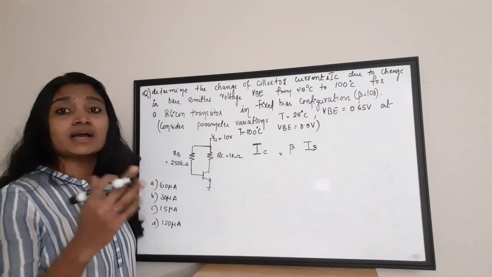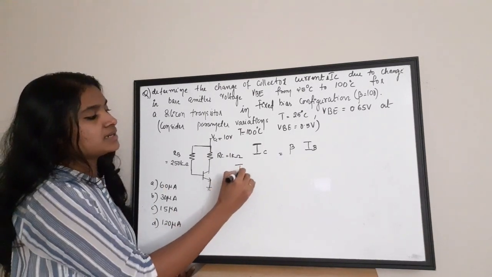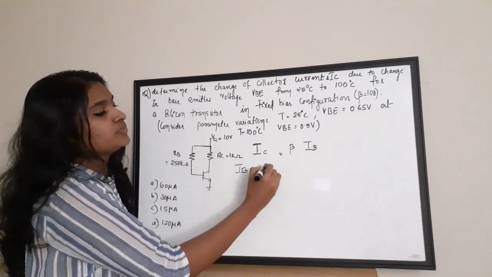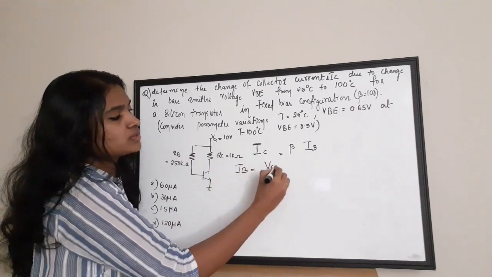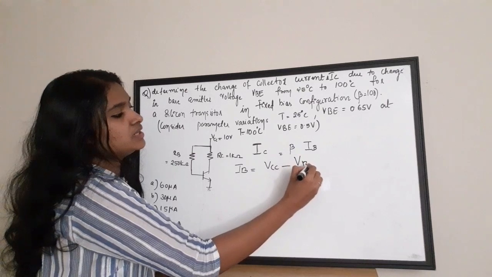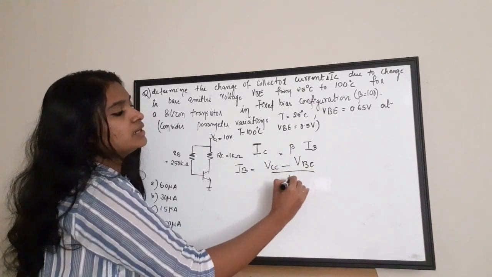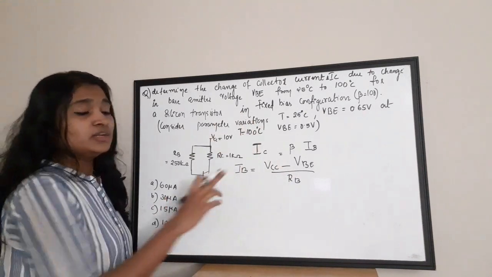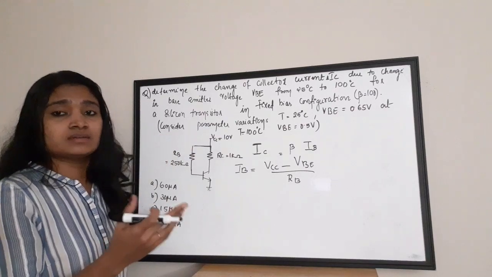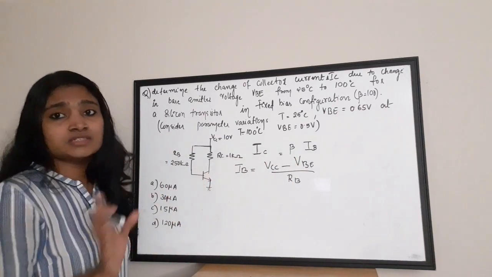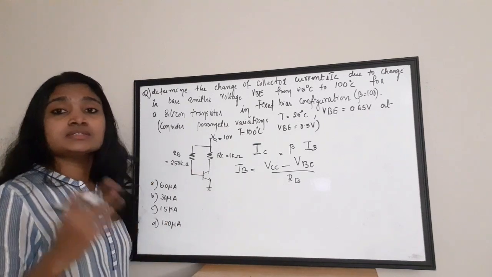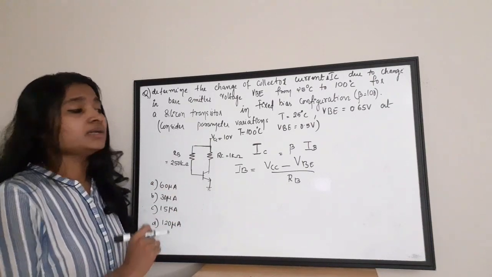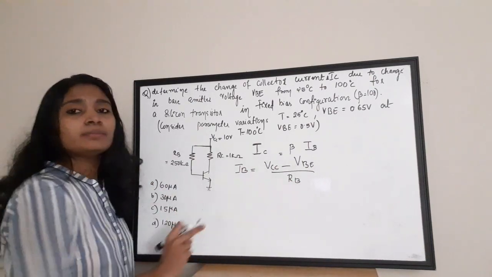So what is the value of IB, the base current? From the figure or from the general equation, the base current is equal to VCC minus VBE by the resistor at the base. We know this simply by Ohm's law also: current is equal to voltage by resistance. The effective voltage at the base is VCC minus VBE, and the resistance connected to the base terminal is RB. So the value is VCC minus VBE by RB.